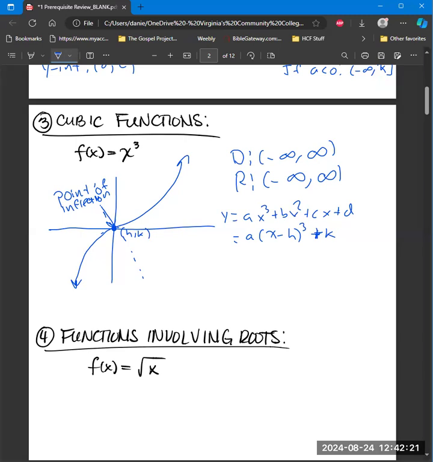And examples of what this might look like would be f of x is equal to, if it's in this transformation form, it might look like that. Or f of x might look like x cubed plus 2x squared plus x minus 1, something like that.